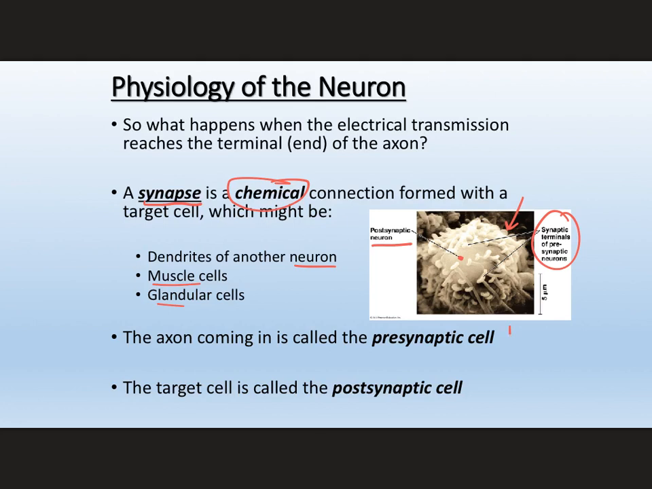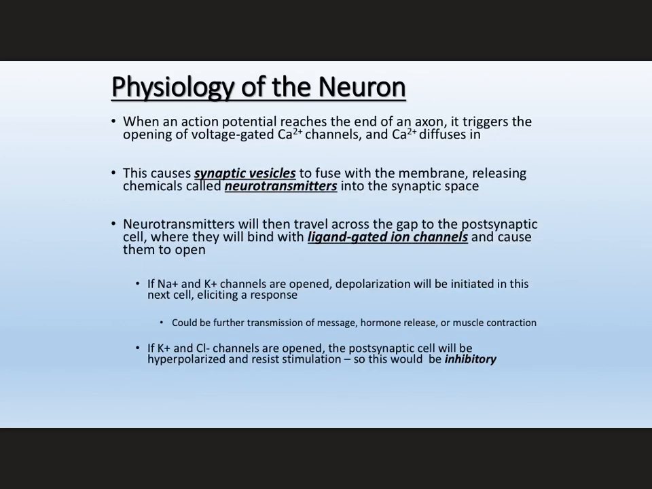And so we have this presynaptic cell that comes in at the end of its axon, and then we've got this postsynaptic cell, which is our target for our message. When the action potential, these opening and closing channels, reaches the end of the axon, the last thing it does is it opens voltage-gated calcium channels, and calcium comes in.